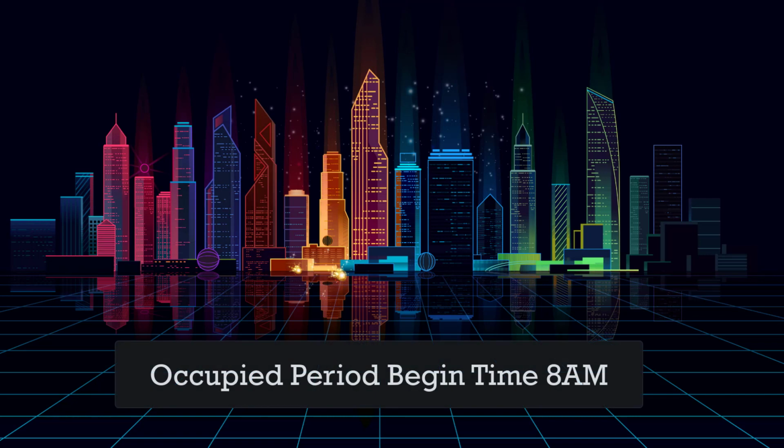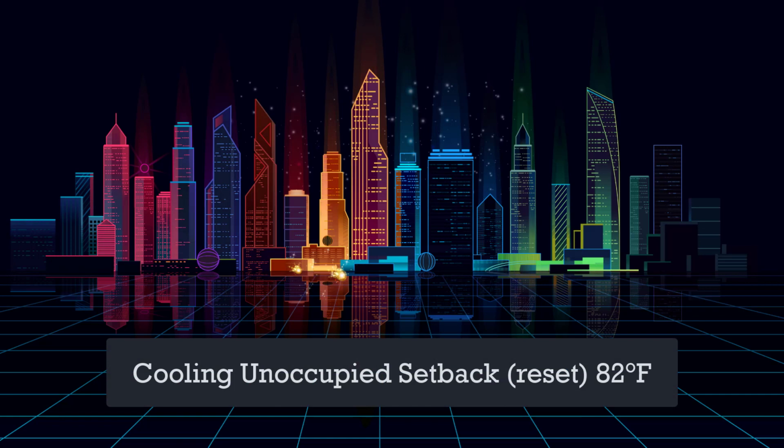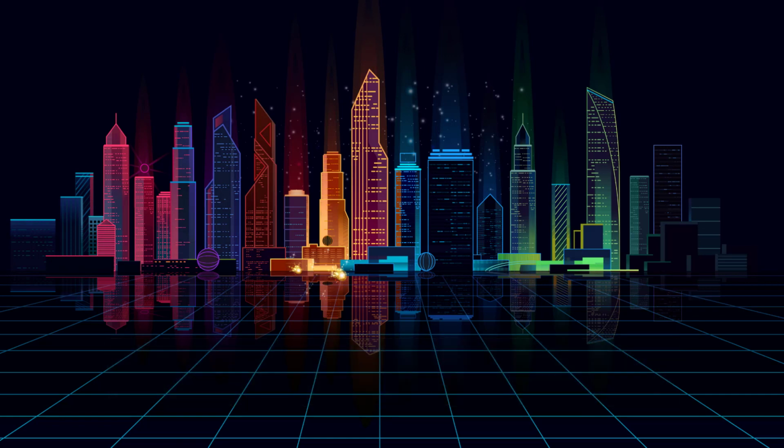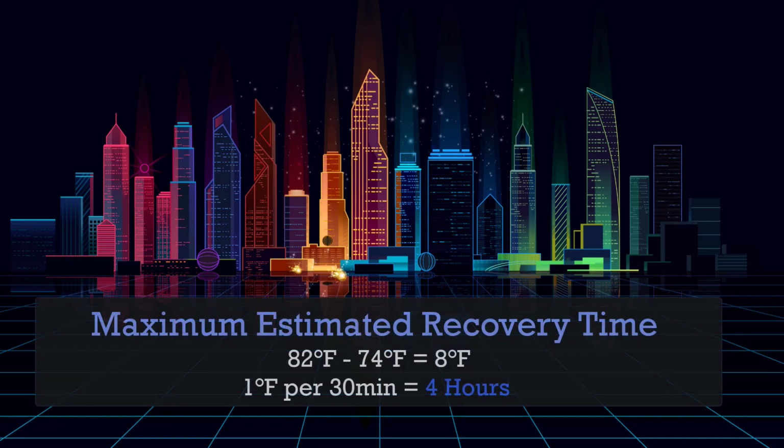If you recall, our occupied period starts at 8 a.m. with a cooling comfort zone set point of 74 degrees Fahrenheit. Our unoccupied period indoor temperature reset is 82 degrees Fahrenheit. So, the maximum indoor temperature range from unoccupied to occupied begin time is 8 degrees Fahrenheit, calculated as 82 degrees minus 74 degrees. This establishes a maximum estimated recovery time of 4 hours, comprised of 30 minutes per degree decrease times 8 degrees. With that said, the earliest we would need to start the HVAC systems is 4 a.m., 4 hours prior to our occupancy begin time of 8 a.m.